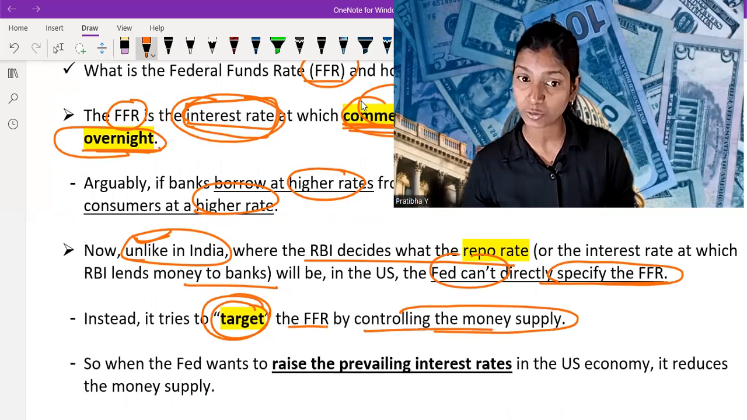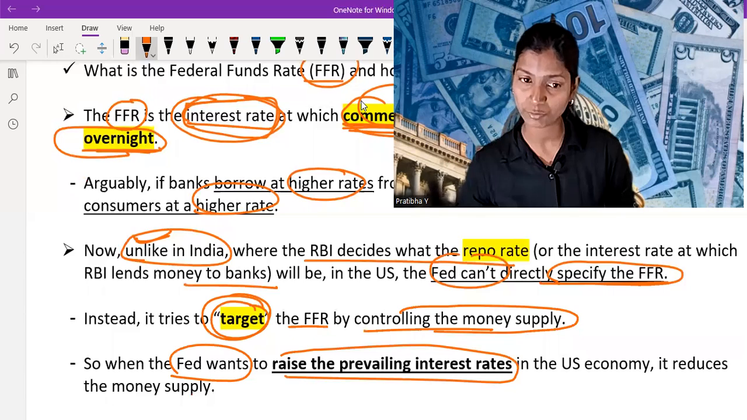So when the Fed wants to raise the prevailing interest rate, that means at a higher interest rate, companies borrow money from each other.